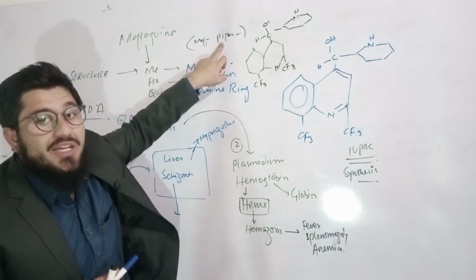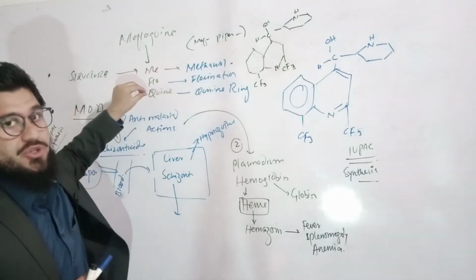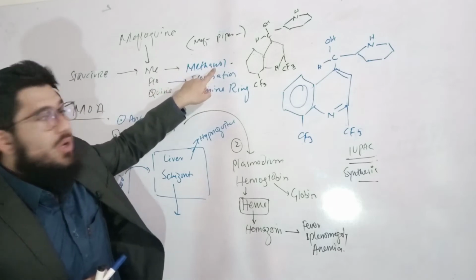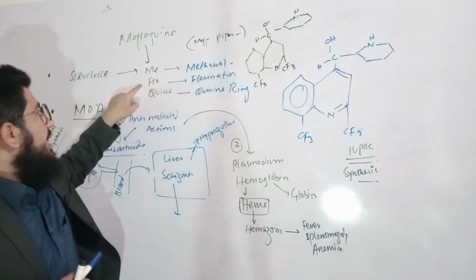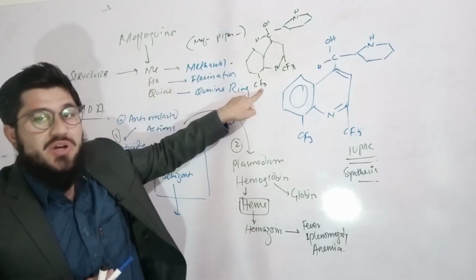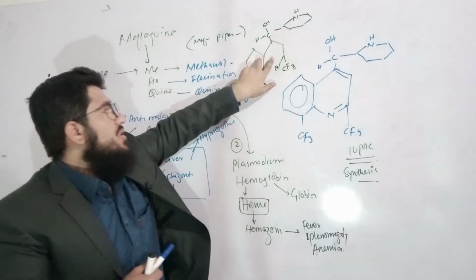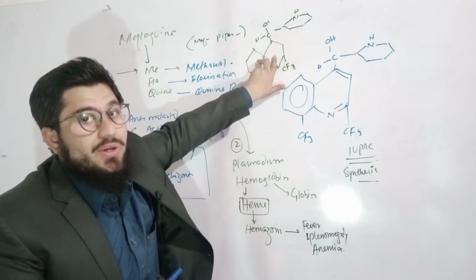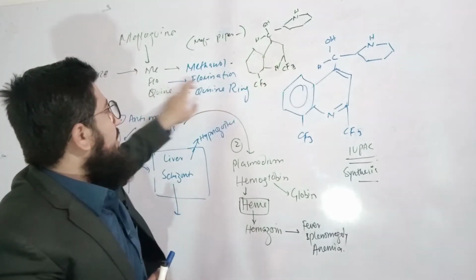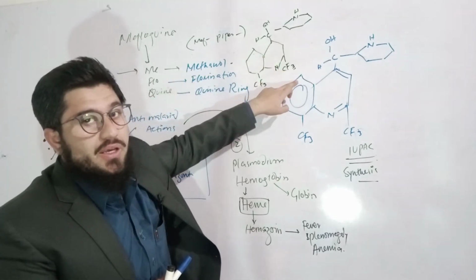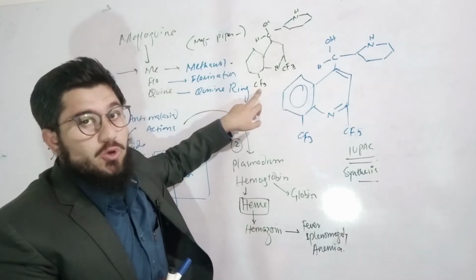Then attach piperidine with a drawn structure. So what is meant here is methanol, a carbon having a hydroxyl, and fluorination in the sense of trifluoro, okay? And we have the quinoline ring. So first of all, we are supposed to draw the quinoline ring. Then after that, we will go for the fluorination. We will attach fluorine here and here, just like a trifluoromethane, okay?